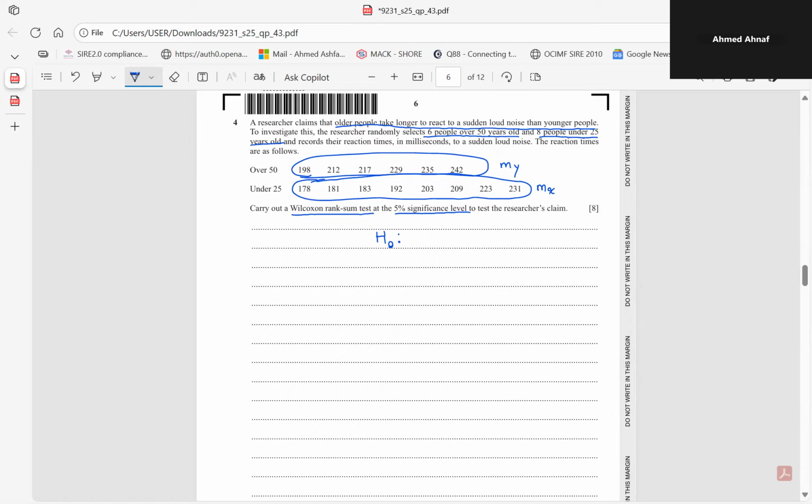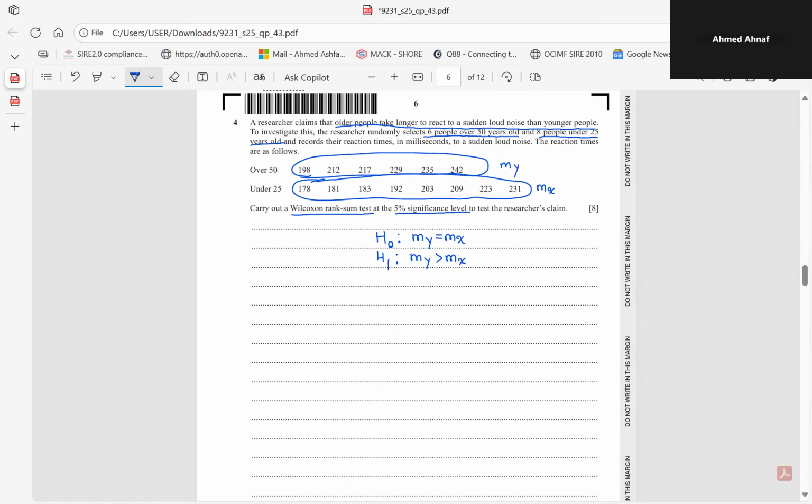Sorry, not mean, median. For the Wilcoxon rank sum test, we don't assume any distribution, so we always use the median as a parameter. So the null hypothesis would be my equals mx. Then the alternative is what the researcher is claiming: that people take longer to react. If they take longer to react, the median time for them would be more than for the younger people. So my is more than mx.